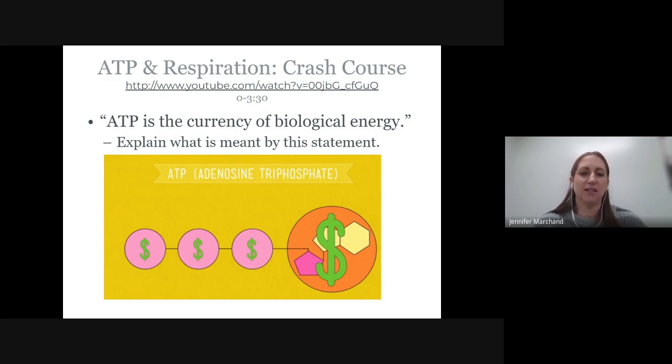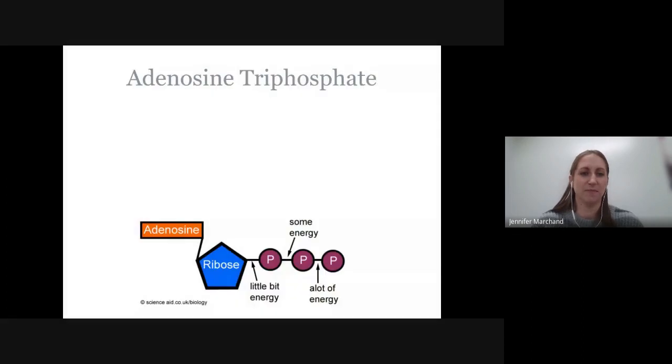So ATP is the currency of biological energy. And so what that means is that this ATP is like the golden money of what we need to survive, what plants need to survive, what we need to survive, what every organism needs to survive. This is like the golden energy.